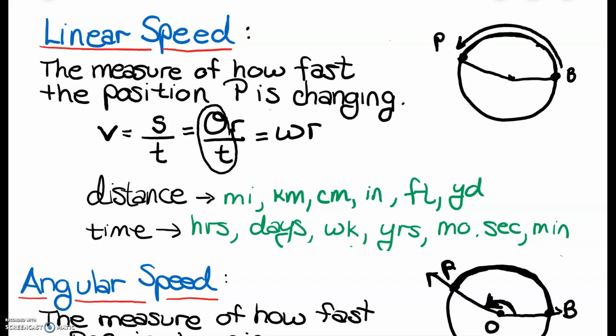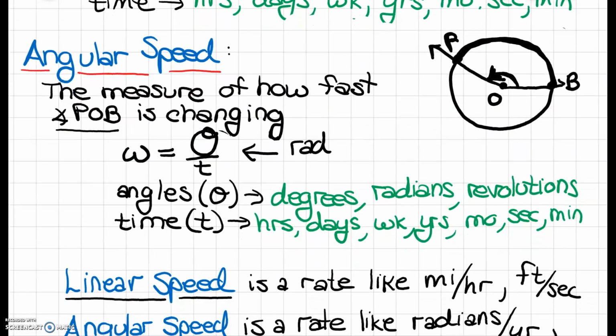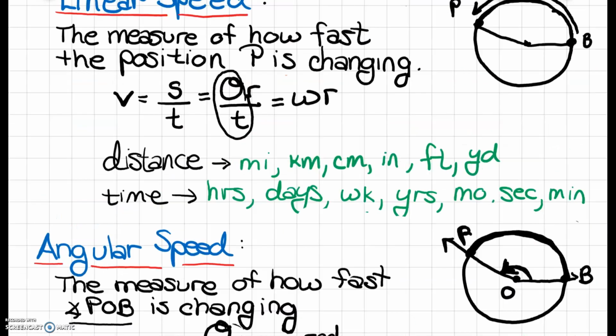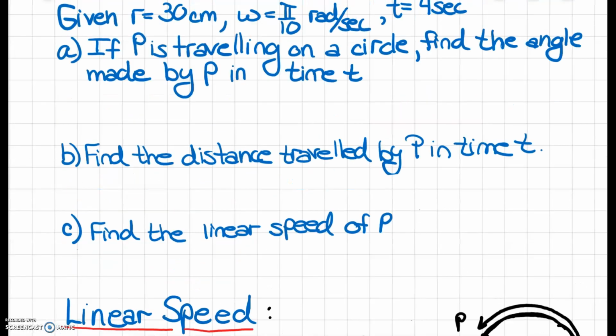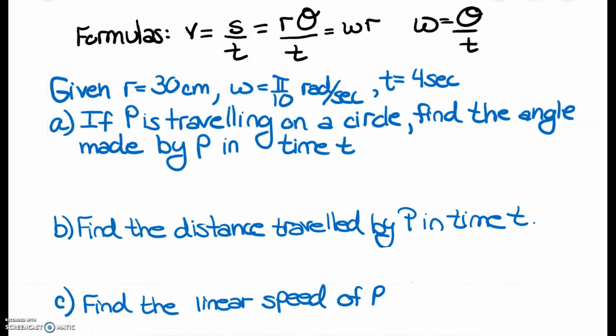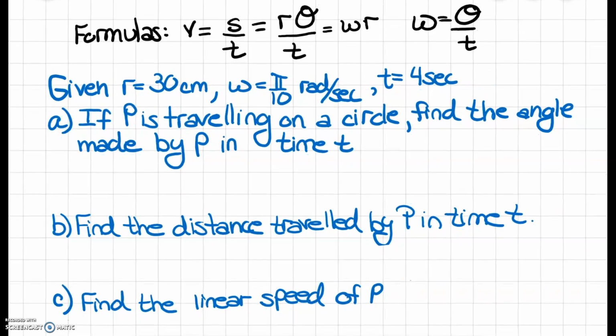So those are 3 ways that we can calculate linear speed. We have one way to calculate angular speed. So let's move on to a couple of quick examples here. I've got my little formulas on top, and we'll use those formulas as we solve this problem.